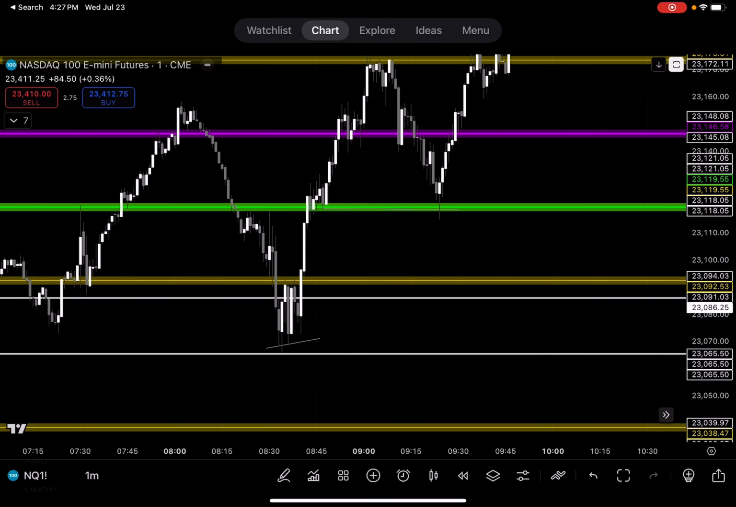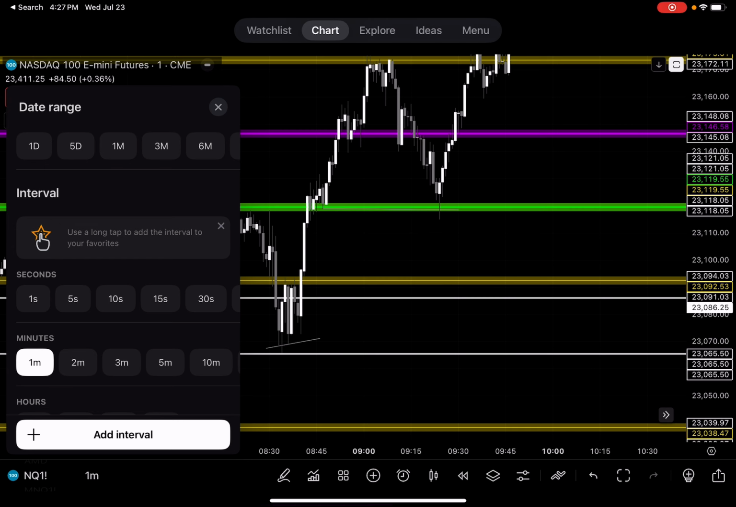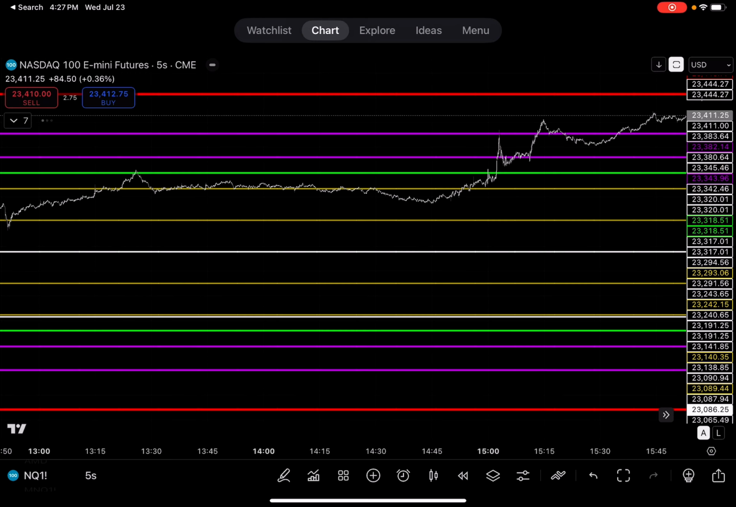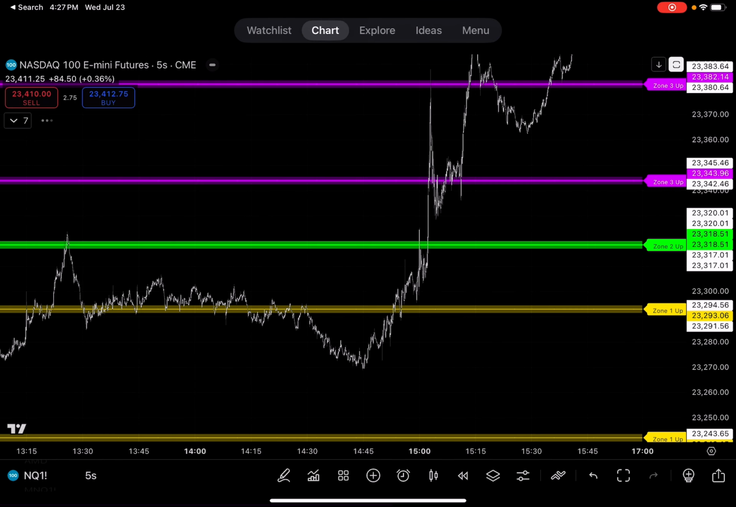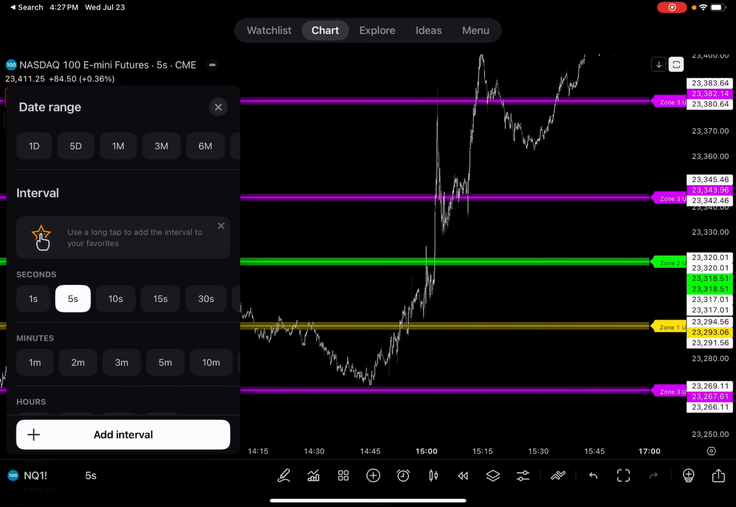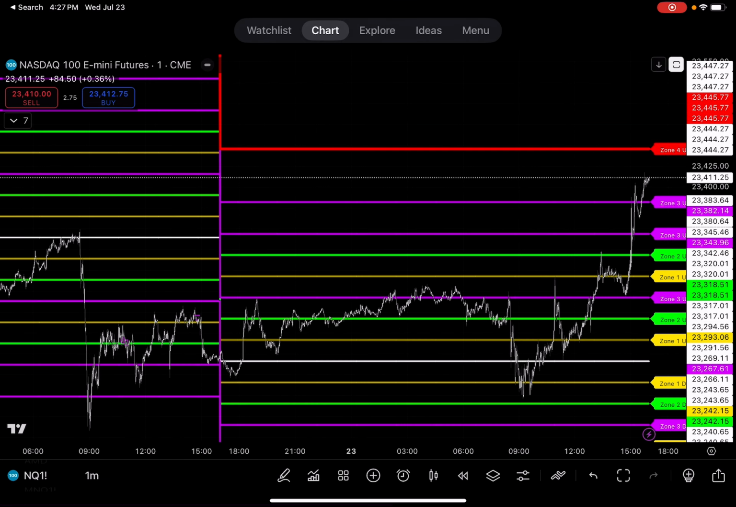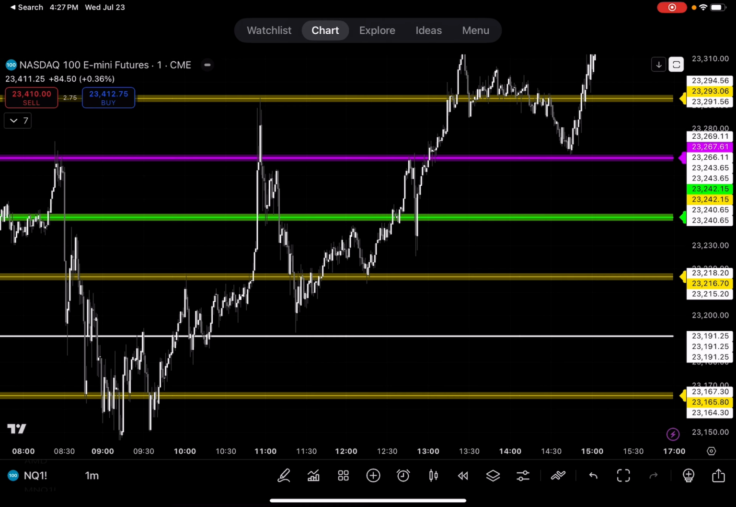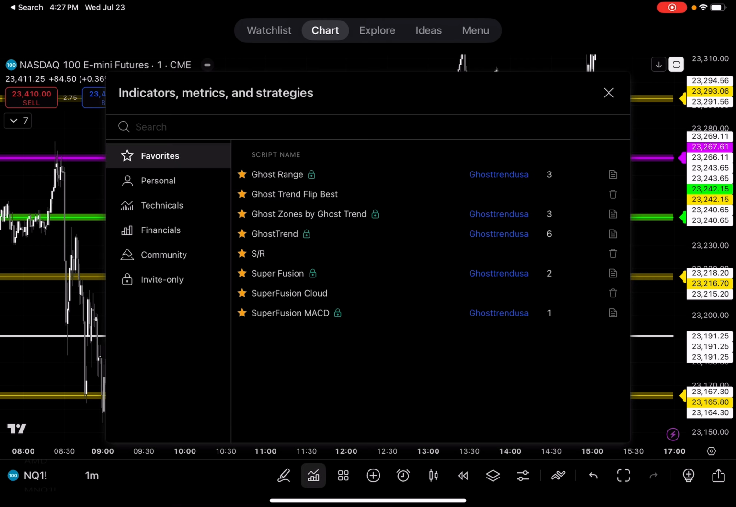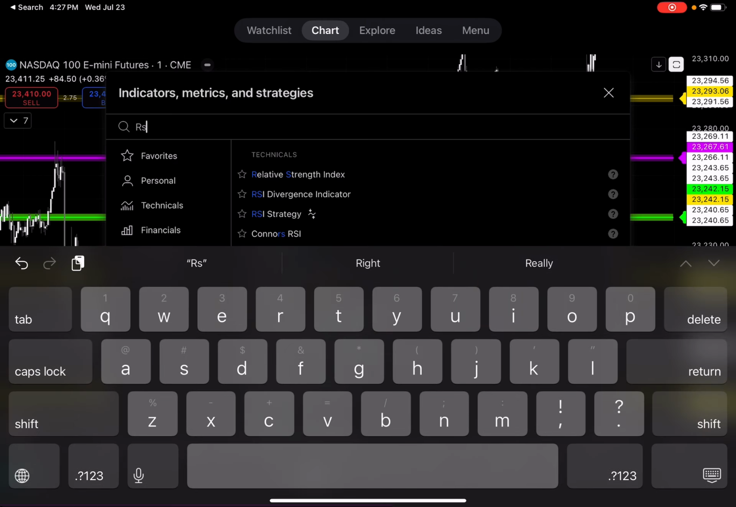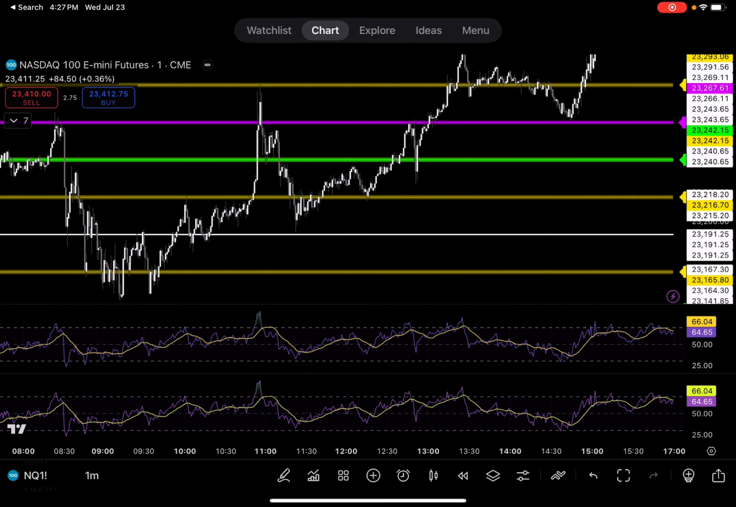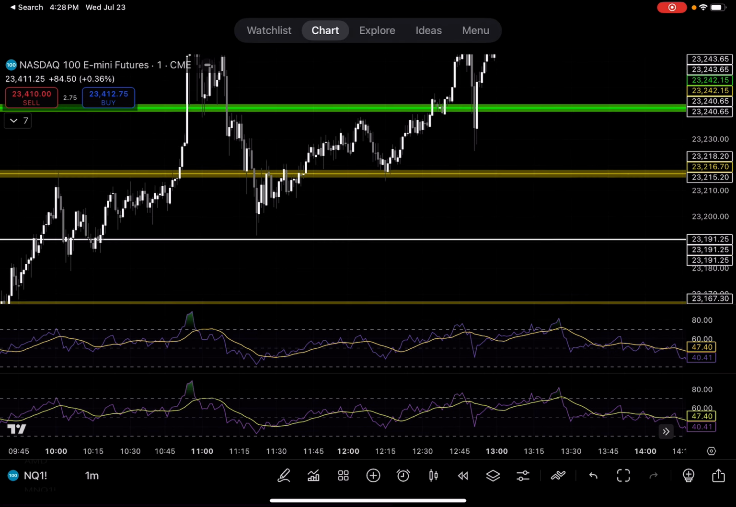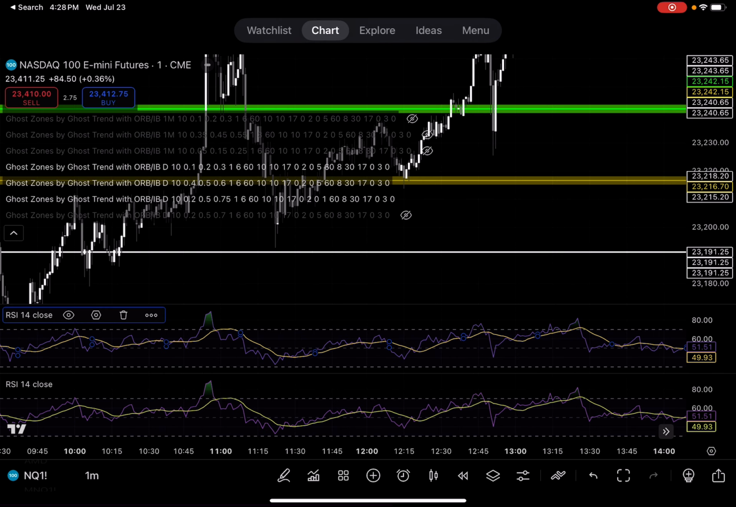Another strategy I do is I like to go down to the 5-second time frame. I know I probably lost half of you by now, but bear with me. Actually, before I do that, let me show you another way. So like I said, the zones themselves are pretty good. Another way that you can extra confirm is by adding an RSI. Oh, I already had it on. So let me just get rid of that one.